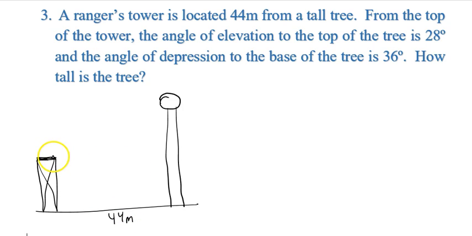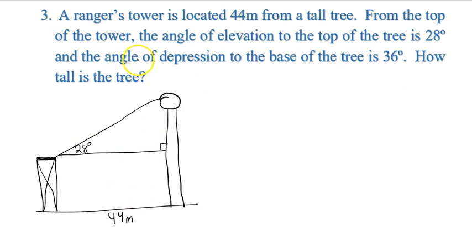Now, from the top of the tower, so right here, the angle of elevation to the top of the tree is 28 degrees. So the first thing I'm going to do is draw a line to where I'm looking, and angle of elevation has to be flat on the bottom. So this right here is my angle of elevation, and that's 28 degrees. This will be a right angle.